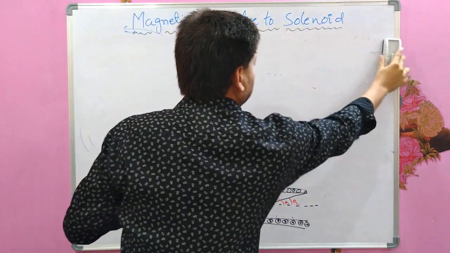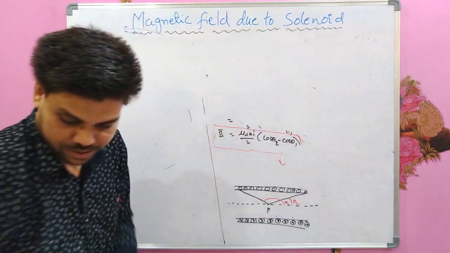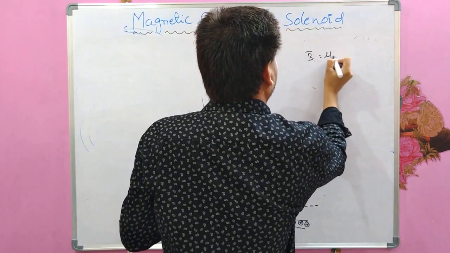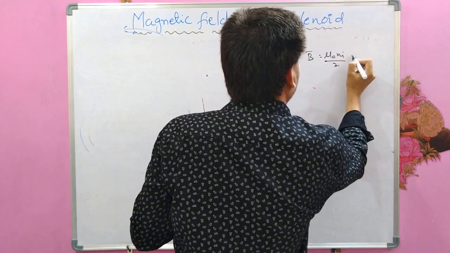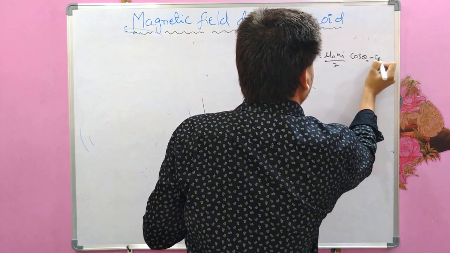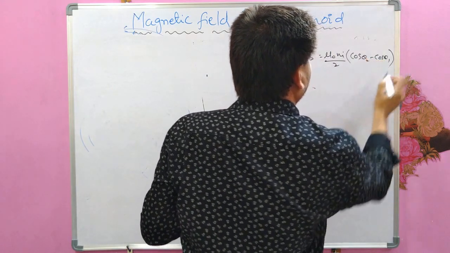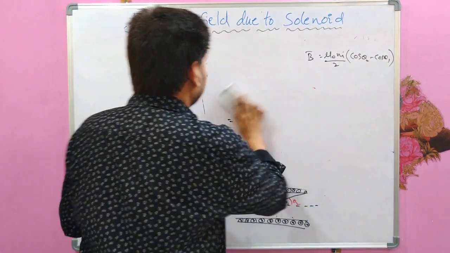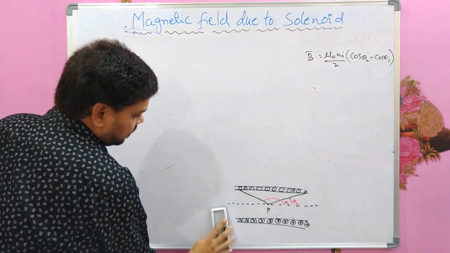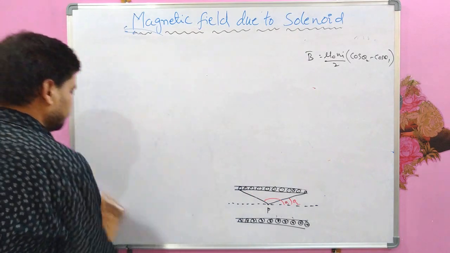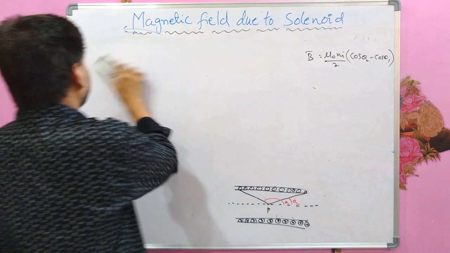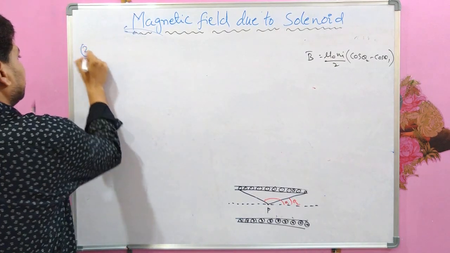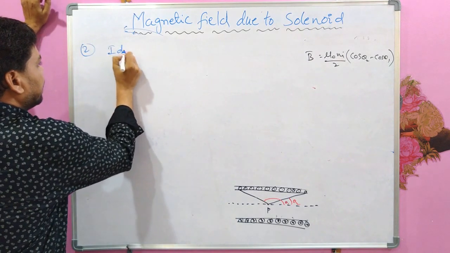So I need this formula, so I will keep it here. B equal to mu naught Ni by 2 into cos theta 2 minus cos theta 1. This I am going to use, and this picture also will help you to understand. So what is now the second one? Ideal solenoid I will take.